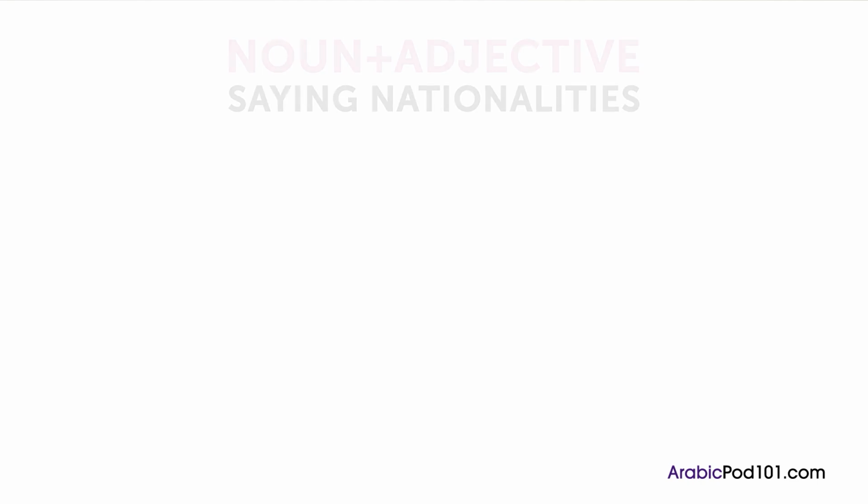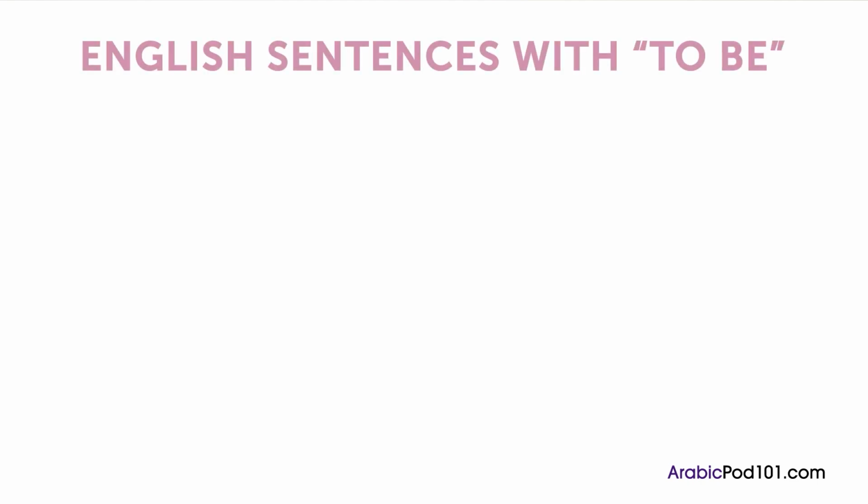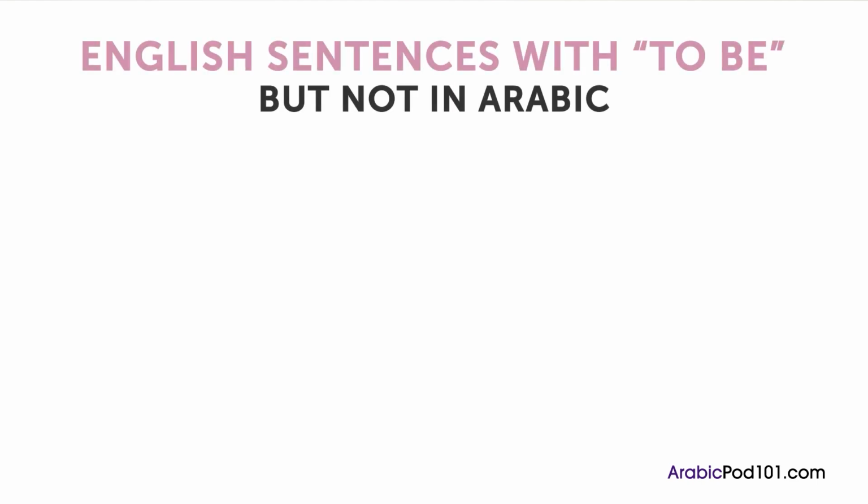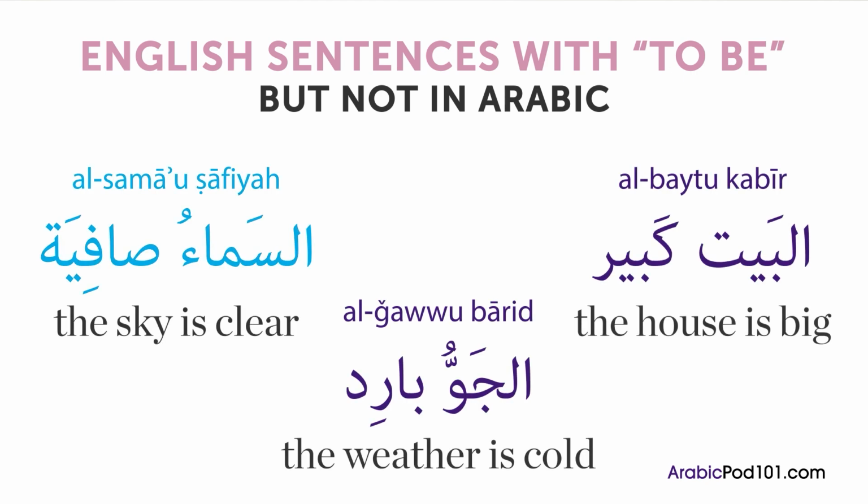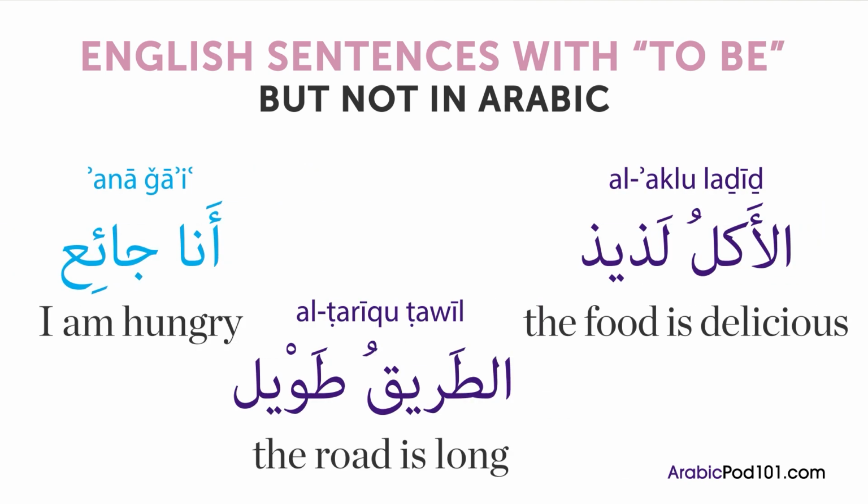Now let's see some other commonly used sentences that contain the verb to be in English but not in Arabic. السماء صافية. The sky is clear. الجو بارد. The weather is cold. البيت كبير. The house is big. أنا جائع. I am hungry. الطريق طويل. The road is long. الأكل لذيذ. The food is delicious.